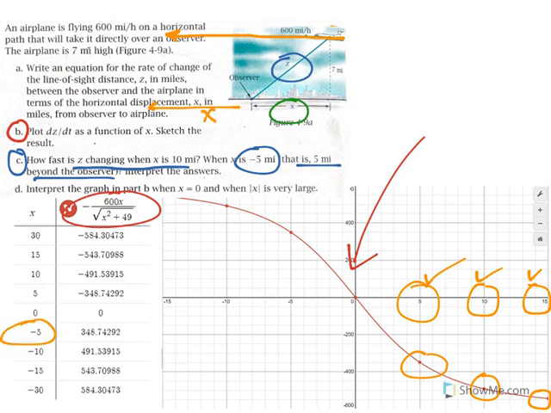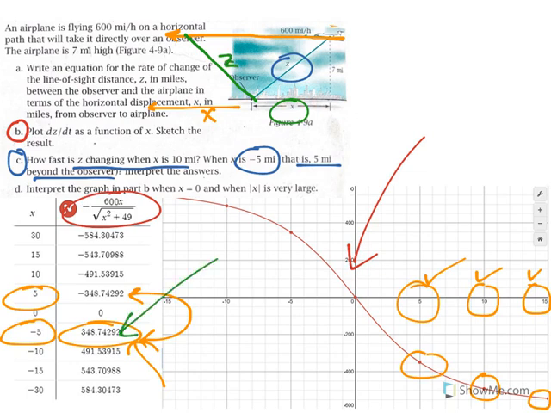So at x equal to negative 5, you can see that the magnitudes are the same between x equal to positive 5 and negative 5, but now dz/dt is positive because the plane is flying away from the observer, and the line of sight distance between the observer and the plane would be increasing at a rate of 349 miles per hour when x is equal to negative 5, when the plane is 5 miles beyond the observer. So that's how we interpret the answer there.